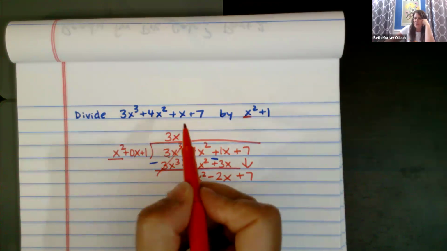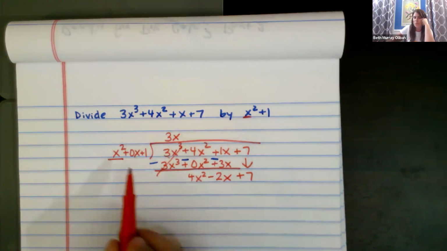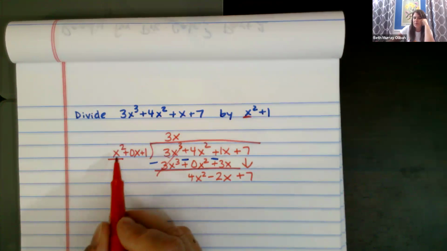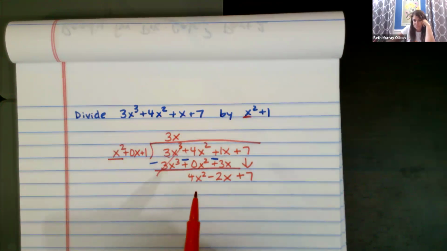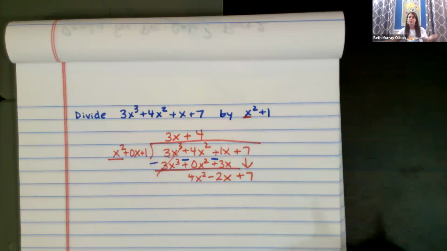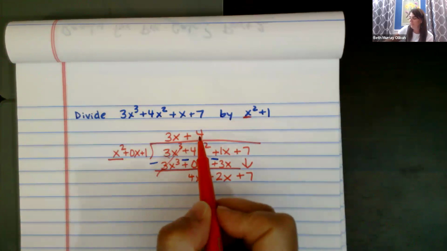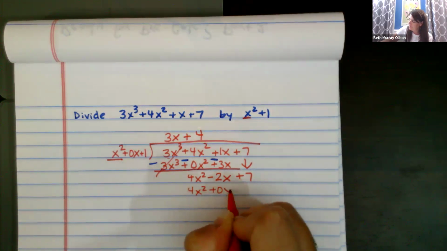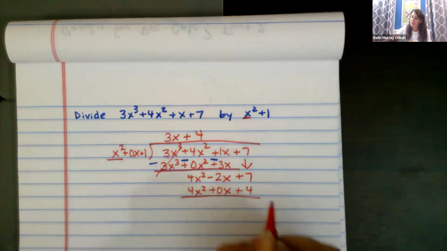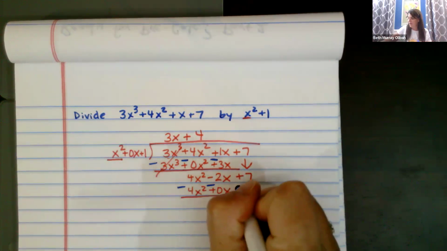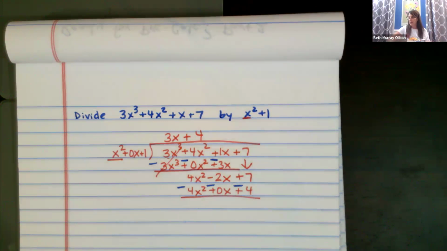So again, when you pick the term for up here, you're only focusing on the first terms. So what would I need to multiply x squared by to match 4x squared? Just a 4. And it's a positive 4. If it was a negative 4, I would have put minus 4. So I picked the 4. Now I multiply by everything. And now I subtract. So I need to make sure I'm really subtracting.